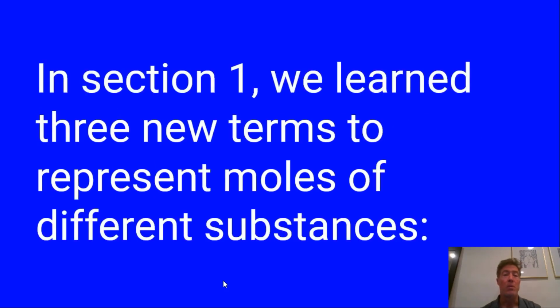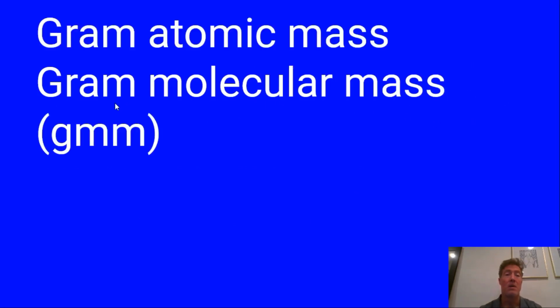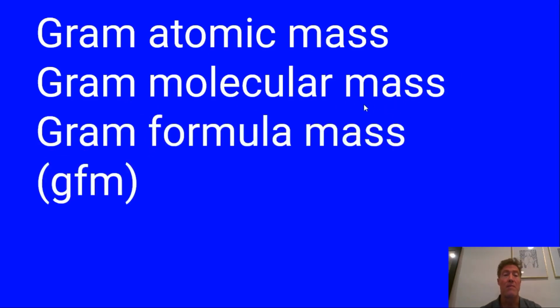In Section 1, we learned 3 new terms to represent moles of different substances. So gram atomic mass, which is just the atomic mass in grams. Gram molecular mass, which is the molecular mass in grams. Or gram formula mass, which is the formula mass in grams. These would pertain to elements, these would pertain to diatomic molecules and other molecular compounds, and these would pertain to ionic formulas and ions.